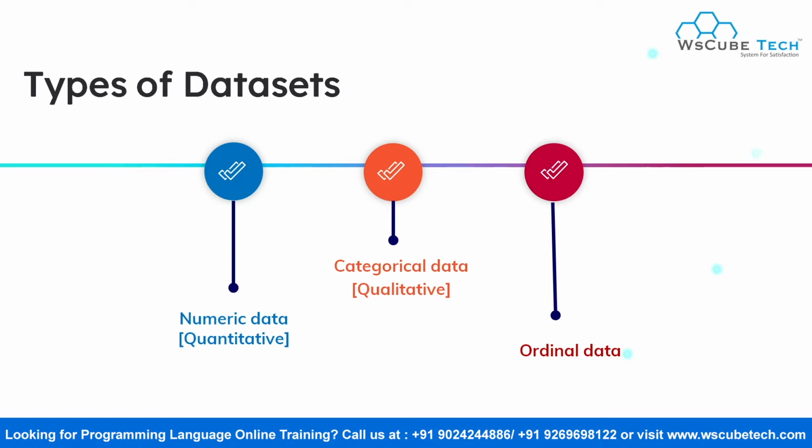The first one is numerical data. This is a type of data in which the data is represented in the form of a count or a measurement. Let's understand this with an example: if you want to know the price of a house, the temperature or the humidity in the climate, the weight or height of someone, or, for example, the blood pressure of a person. All of this comes under the category of numerical data, right?